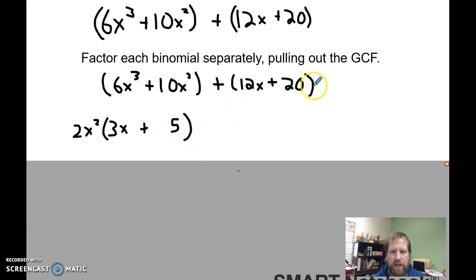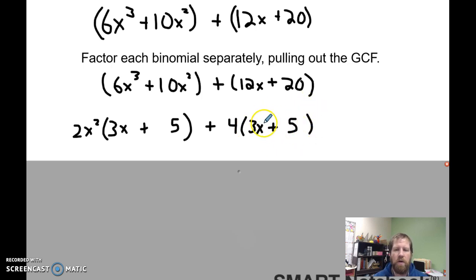Now same thing with this one. We're going to factor out the greatest common factor. There is not a variable on this last term, so I know I'm not going to have a variable outside my parentheses. My greatest common factor between 12 and 20, let's see, 2 is a factor they share, 4 is a factor they share, and I think that's the greatest one. So 4 is going to be our greatest common factor. And 4 times what is 12x? Well, 4 times 3x is 12x. And 4 times 5 is 20.